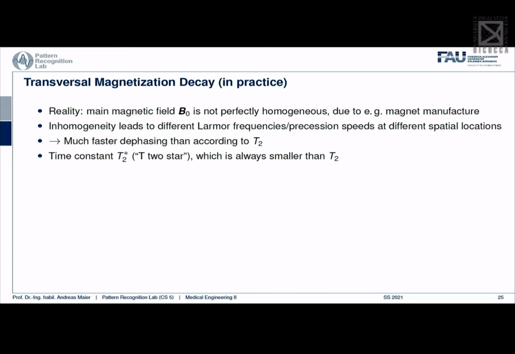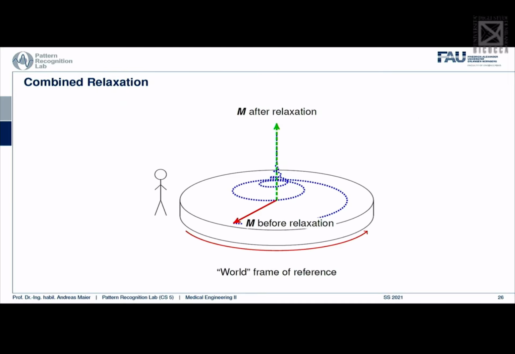On top of that, we have some non-idealities in the real world. The magnetic field is not perfectly homogeneous, which worsens this phenomenon, and there is also a so-called T2 star, which is always smaller than the true T2 of a tissue. So this is what you see before relaxation. You have a net magnetization which starts to decay much faster than it reappears along the z-axis.